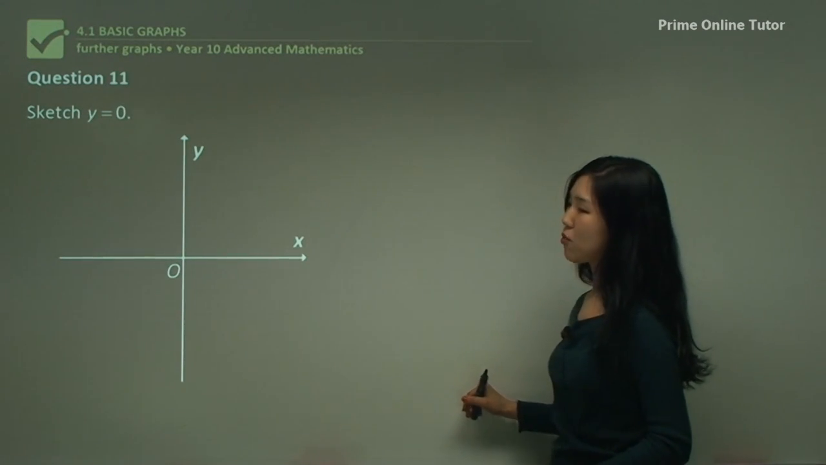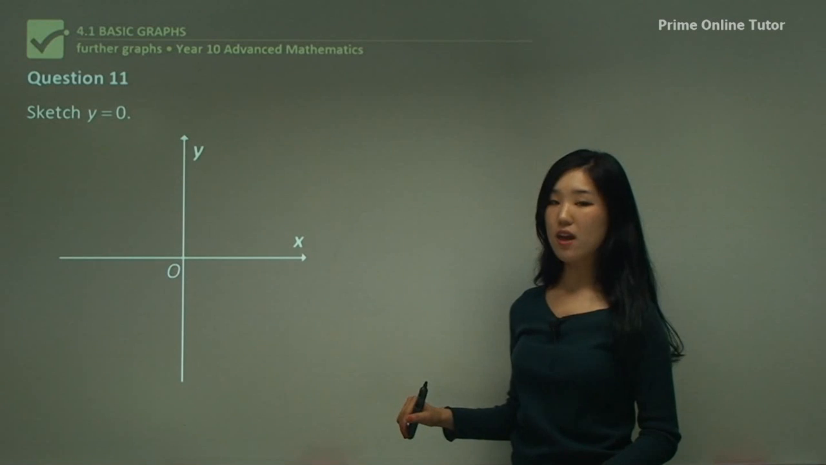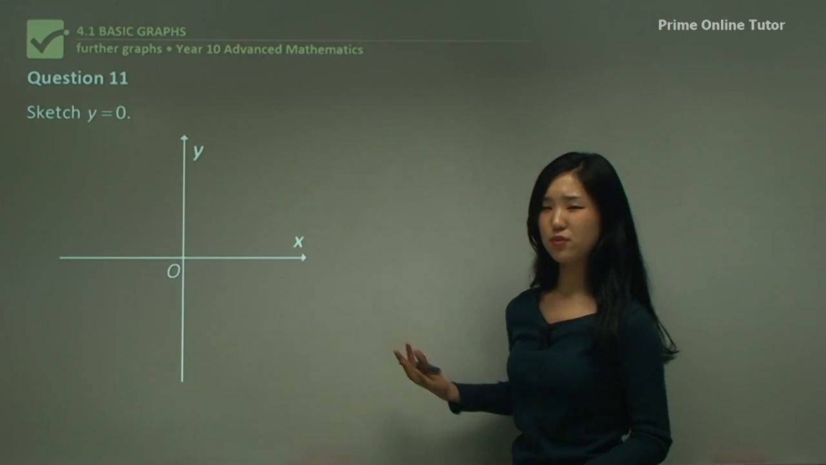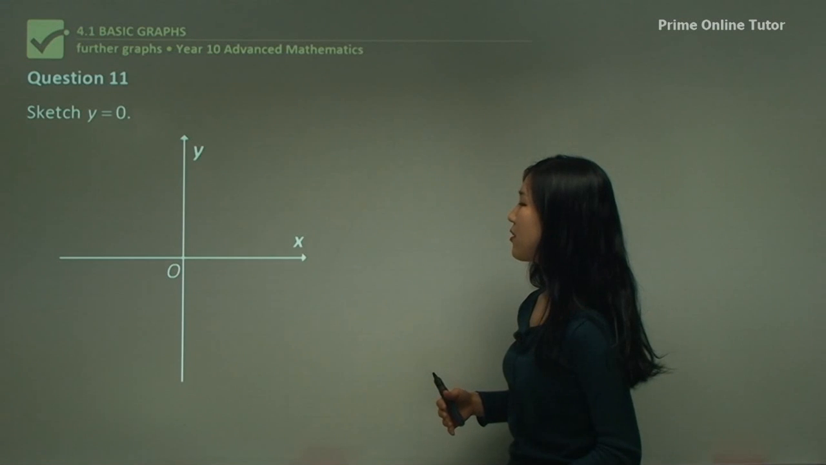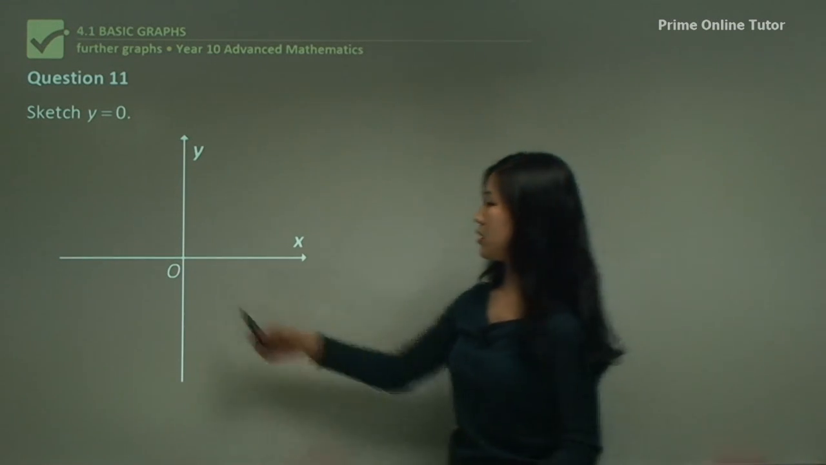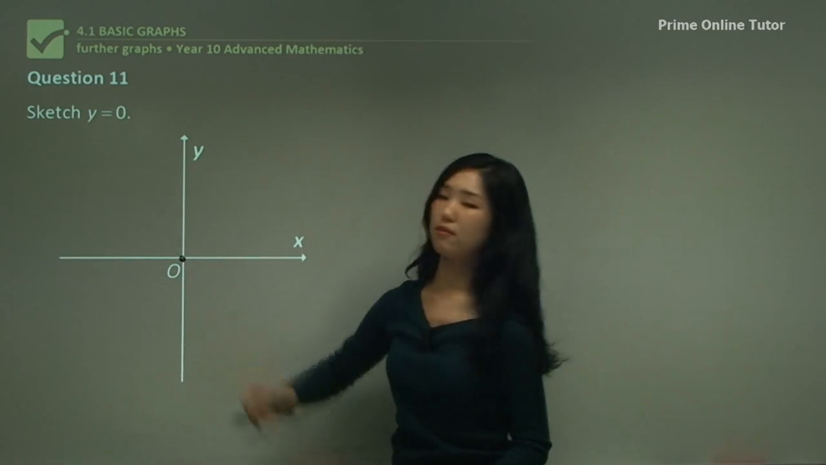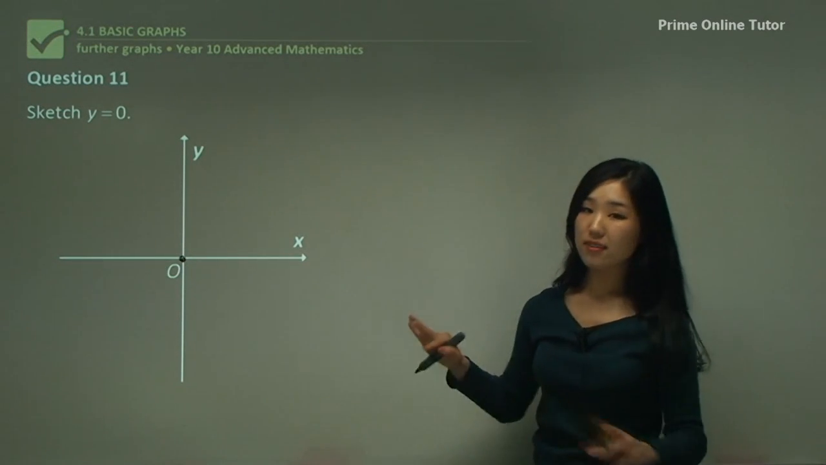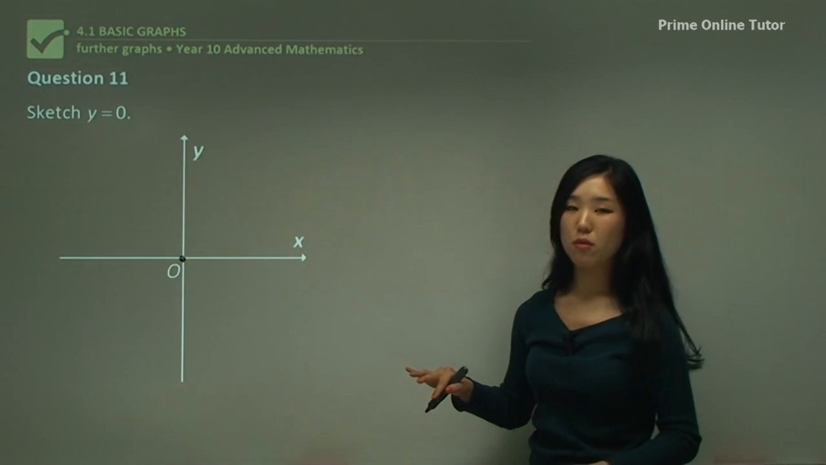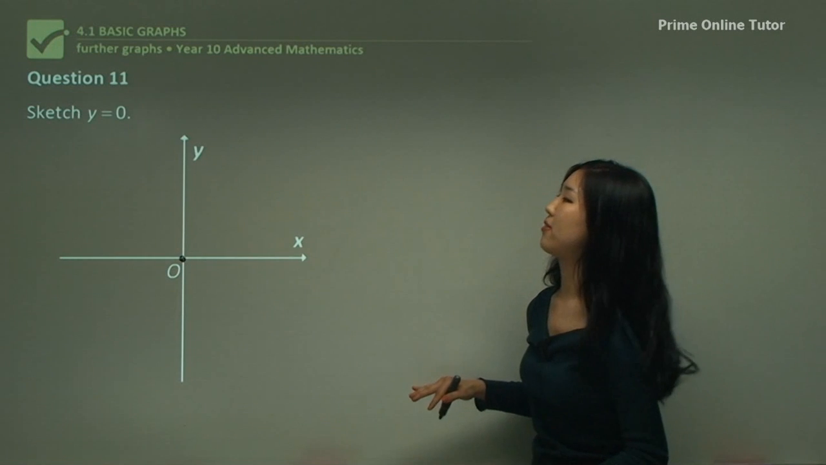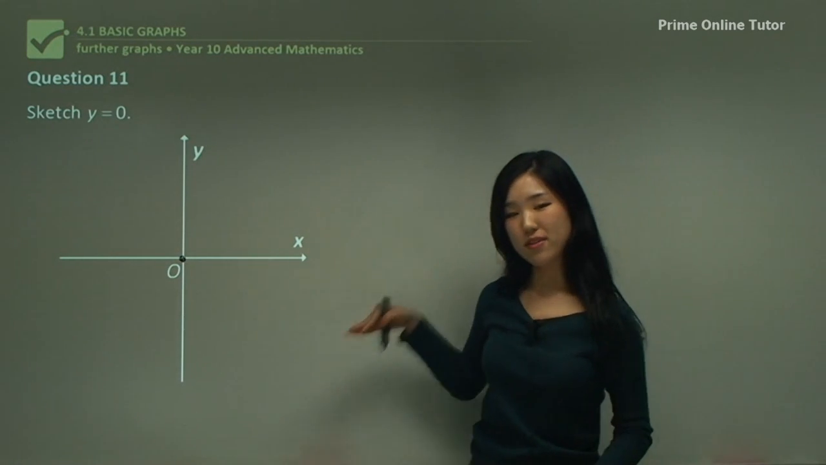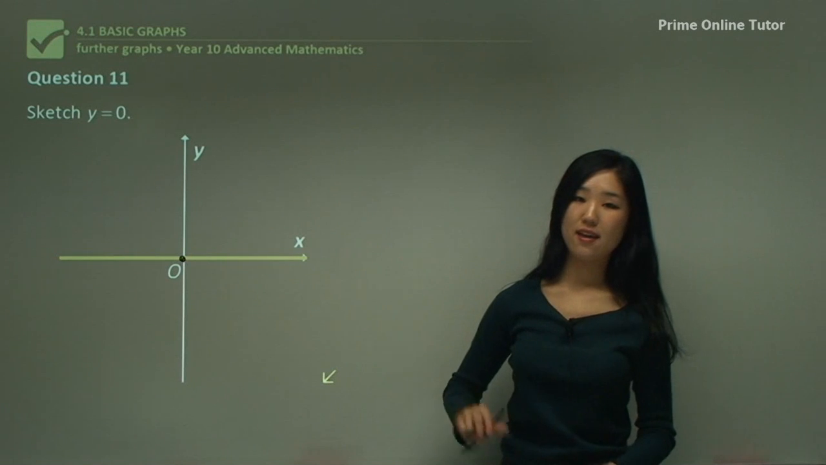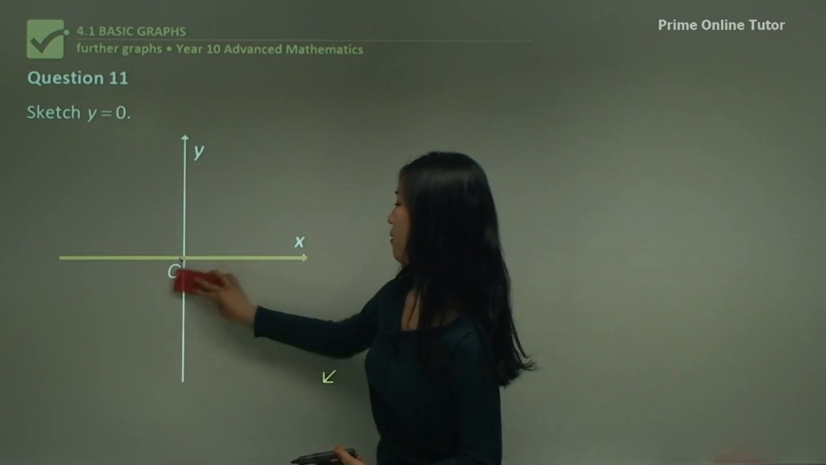Question 11 says sketch y equals to 0. Okay? Very similar to question 9, where we did y equals to 4. Y equals to 0, where is 0? Well, 0 is simply here, isn't it? Well, on that point, whatever x is, y will always be 0. And remember what I told you guys? Y equals to some number, it's always going to be a horizontal line. So it's simply going to be that yellow line there. Okay, that's y equals to 0.